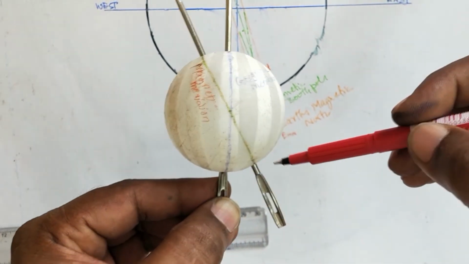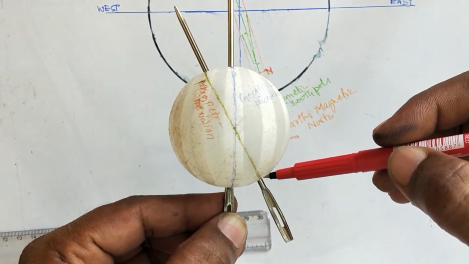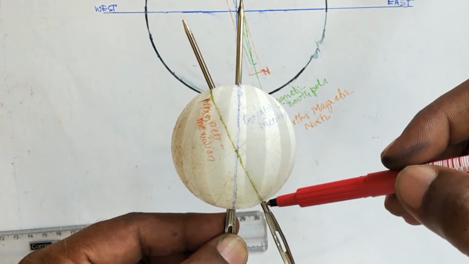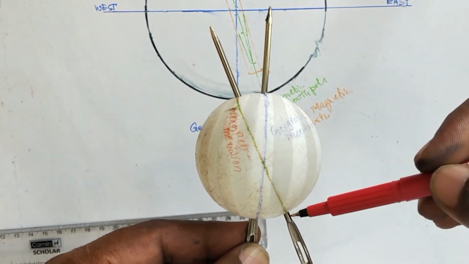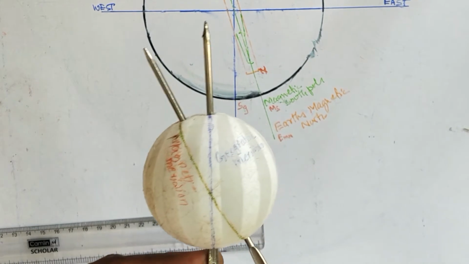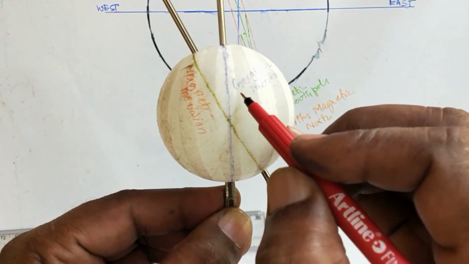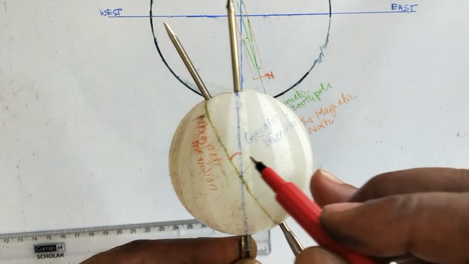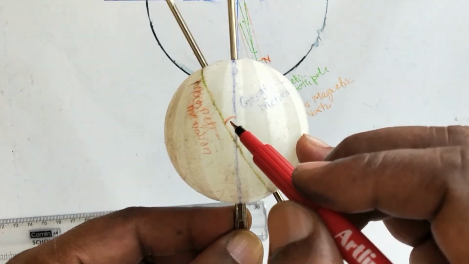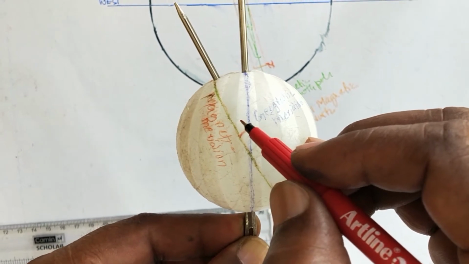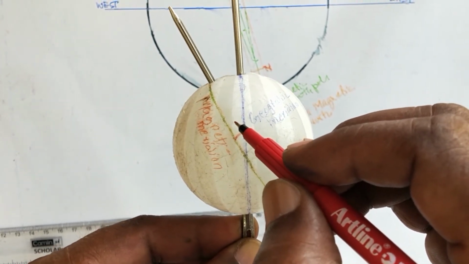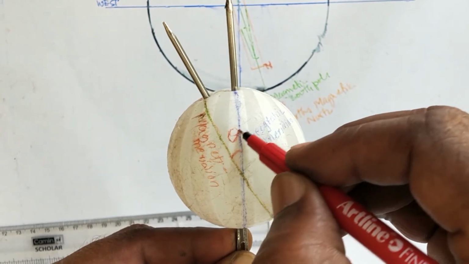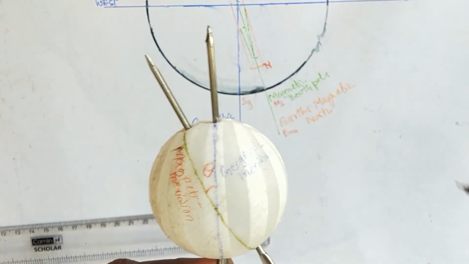Now the imaginary line joining the magnetic poles on the surface of this earth is called the magnetic meridian. So there is an angle between the geographic meridian and the magnetic meridian. This angle between the geographic meridian and magnetic meridian is called the angle of declination, or magnetic declination. We denote it by the letter theta, which we will read now.